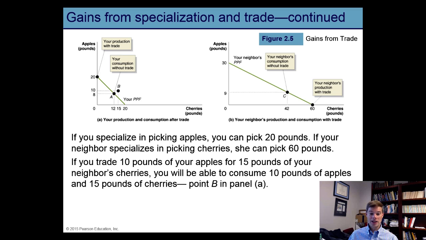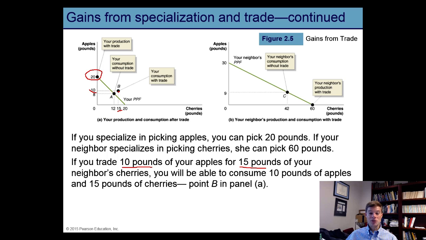For example, let's suppose that you trade 10 pounds of your apples for 15 pounds of your neighbor's cherries. So here's where you started out with specialization. You picked 20 pounds of apples, then you traded 10 of those pounds of apples for 15 pounds of cherries. This meant that you ended up with 15 pounds of cherries because you traded for them, and you were left with 10 pounds of apples. That is from 20 pounds of apples that you picked minus 10 pounds of apples that you traded.